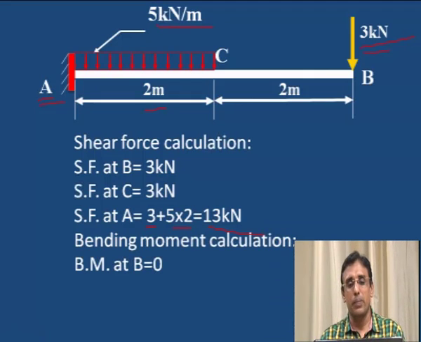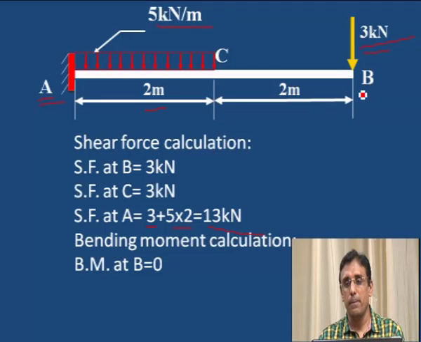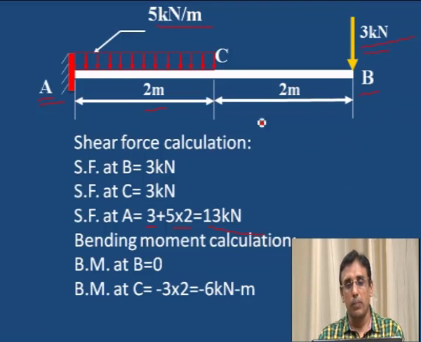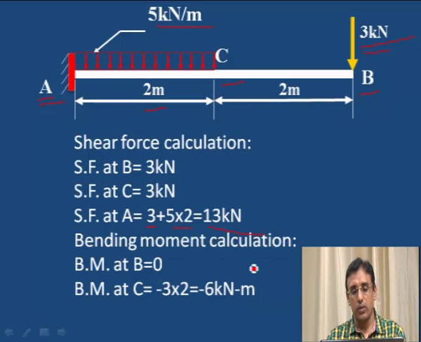For calculating the bending moment at B, it is 0. For a cantilever beam, the bending moment is always 0 at the free end. Bending moment at C point, you can observe 3 into 2. 2 is the distance from C point to B point, which is 2 meter, and 3 kilonewton is acting at the free end. This is a clockwise moment, that is why it is negative. 3 into 2, 6 kilonewton meter is the bending moment at C.